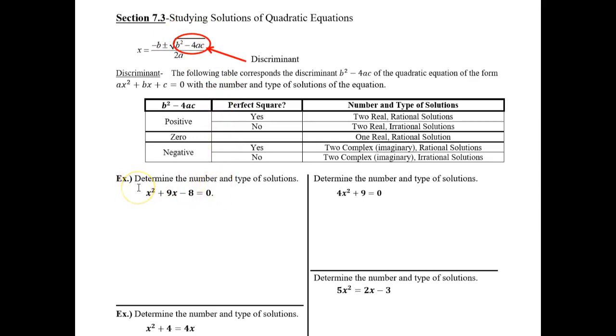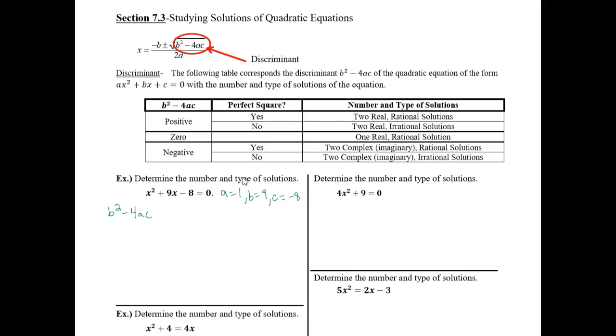Alright, so this first problem says determine the number and type of solutions. It's in standard form, so we can pull out a, b, and c. A is 1, b is 9, and c is negative 8. And we do not have to solve. It does not ask us to solve it. It just says determine the number and type of solutions. All we need to use is the discriminant, b squared minus 4ac. That's all we need to know.